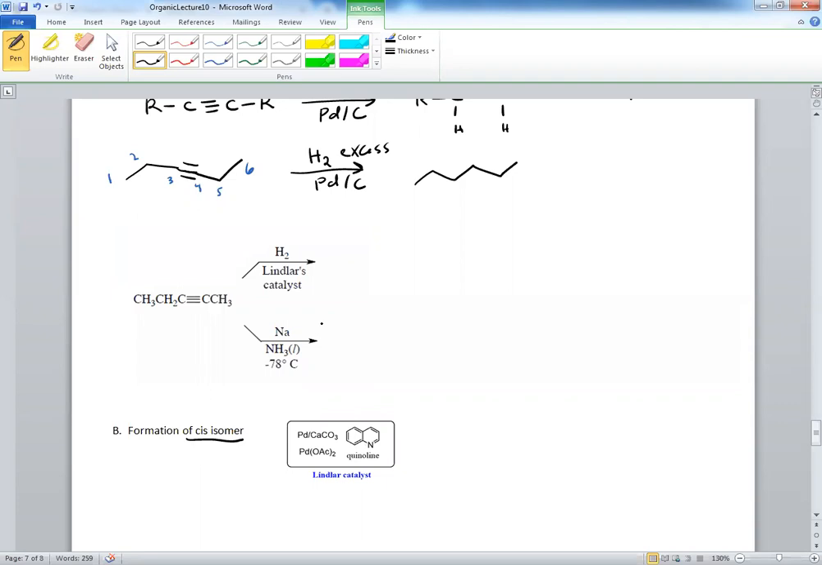We're not going to learn the mechanism because it's complicated, but what you would produce is the cis isomer. So you need to think of the cis isomer for this. So it would be obviously this, where both of these two groups are on the same side. So this is cis. The H's are on the same side. And of course, the two alkyl groups are on the same side.